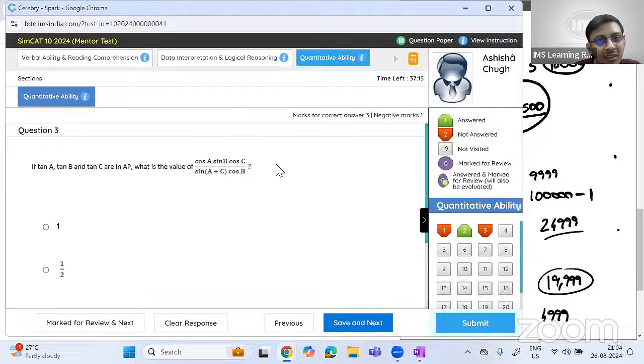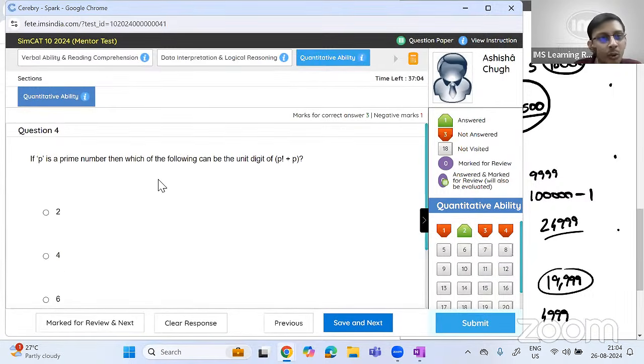Okay. If tan A, tan B, tan C are in AP, what is the value of cos A, sin B, cos C? No, I don't know exactly what to do here. And in trigonometry, these trigonometric identities are not normally asked in the CAT. Not something I'm very comfortable with. I'll skip it for now.